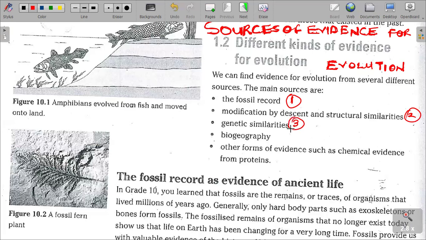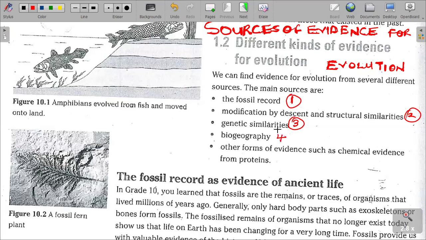Number 3, genetic similarities. It also forms part and is key in regard to sources of evidence for evolution. We need to understand from our previous first chapter, DNA, that related organisms can be seen because of the similarities in their genetic makeup. Organisms which have similar DNA are confirmed to be related. That can also be related to the understanding of DNA profiling. I'm sure that you remember that one.